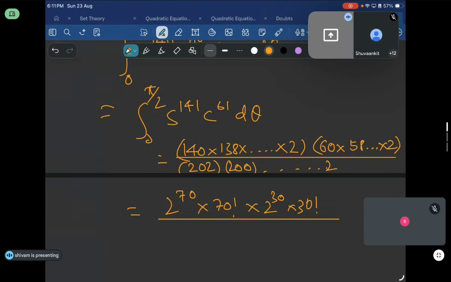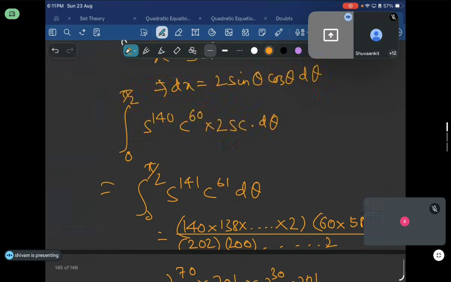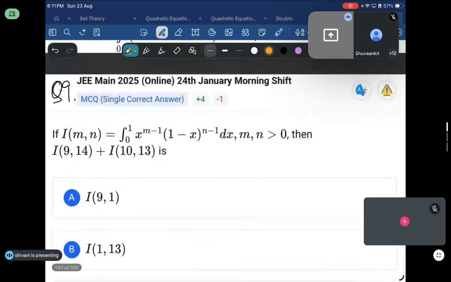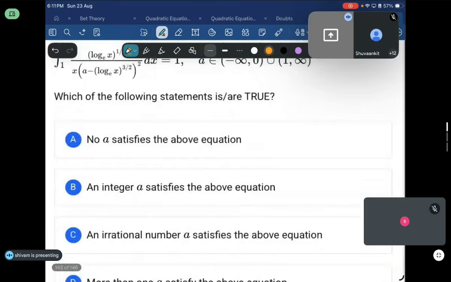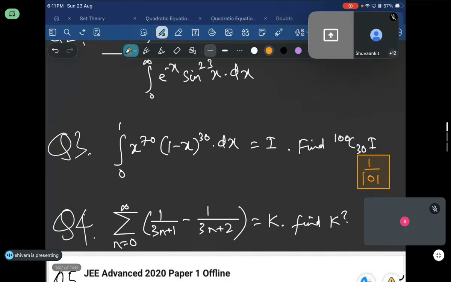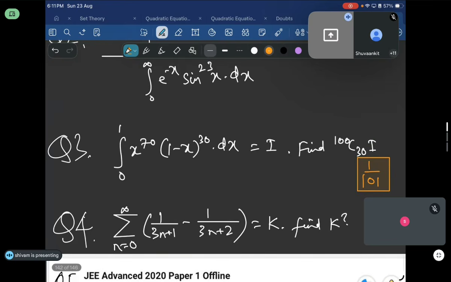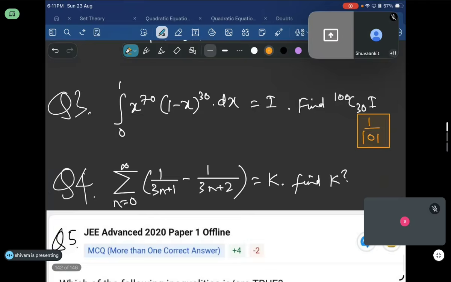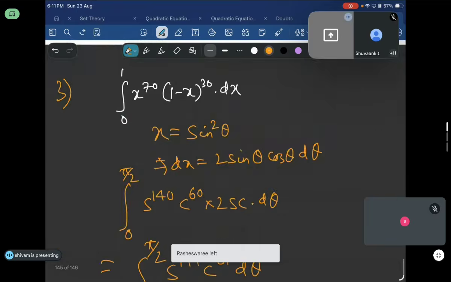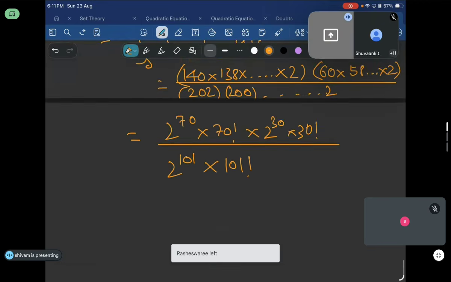Divided by, in the denominator, how many times am I going to take common? 101. So 2 to the power 101 into 101 factorial. Tell me, did you people get this? Yes or no? Now, in the solution, over here it is given 100 C 30. Right, tell me. I need to convert it into 100 C 30.